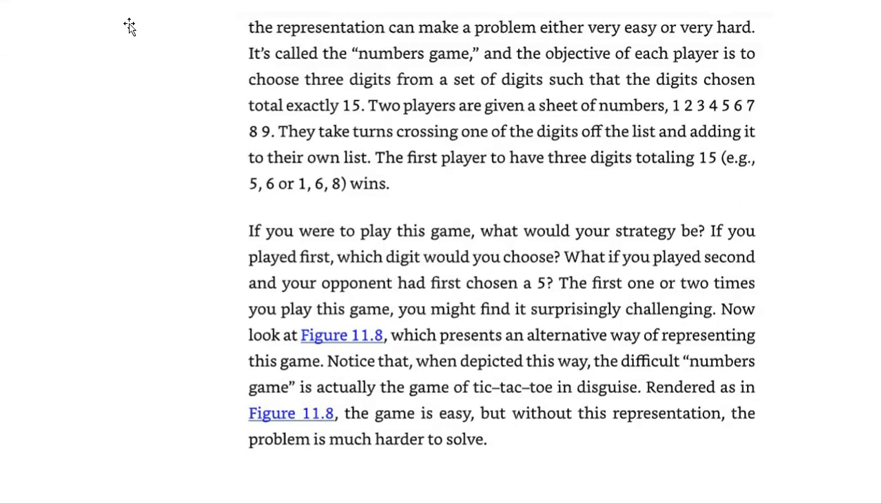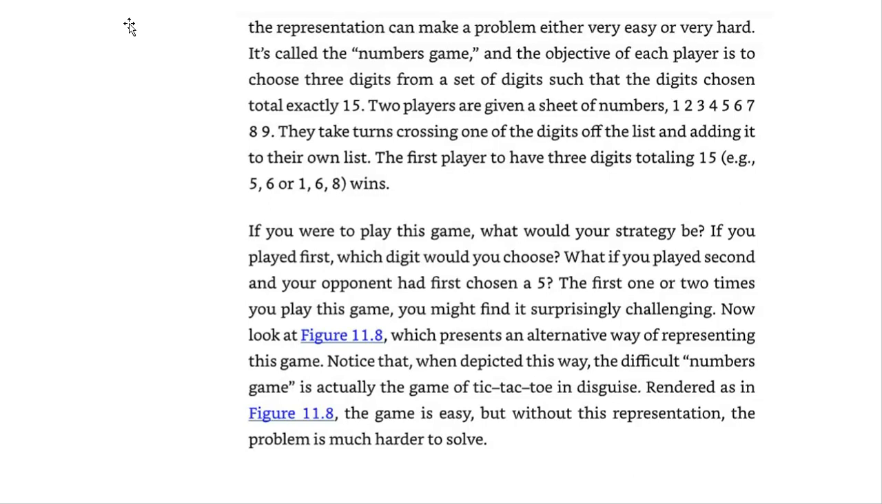This representation can make a problem either very easy or very hard. So let's try this numbers game. Just follow me for a second. The objective of each player is to choose 3 digits from a set of digits so that the digits chosen add up to 15. The players are given a sheet of numbers, 1, 2, 3, 4, 5, 6, 7, 8, 9, and they take turns crossing one of the digits off the list and adding it to their own list. So the first player to have 3 digits totaling 15, 5, 6, 4, or 1, 6, 8 wins, etc.